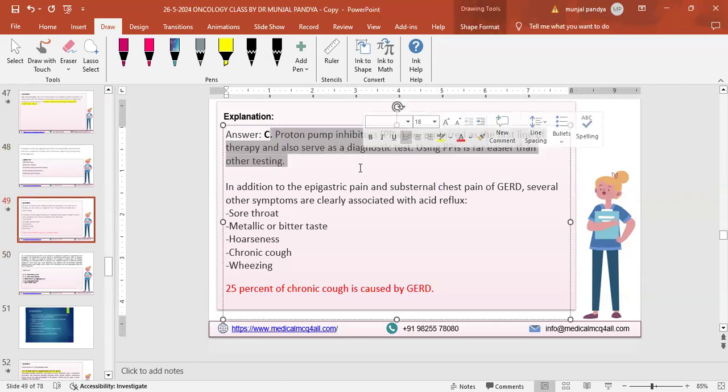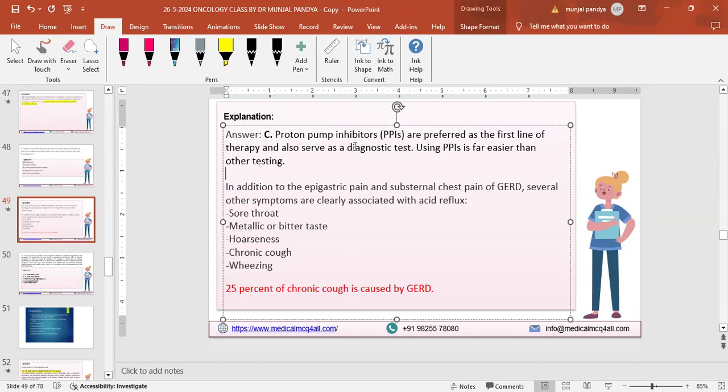Proton pump inhibitors are the preferred first line therapy for GERD and also serve as a diagnostic test. Using a PPI is far easier, better, and more economical than doing testing. In addition to epigastric pain and substernal pain of GERD, several other symptoms are clearly associated with acid reflux, that is metallic taste, hoarseness, chronic cough, wheezing. 25% of chronic cough is caused by GERD.